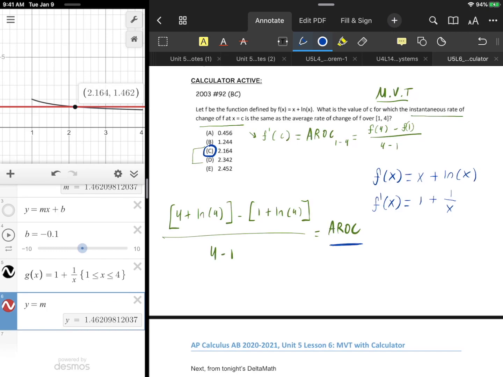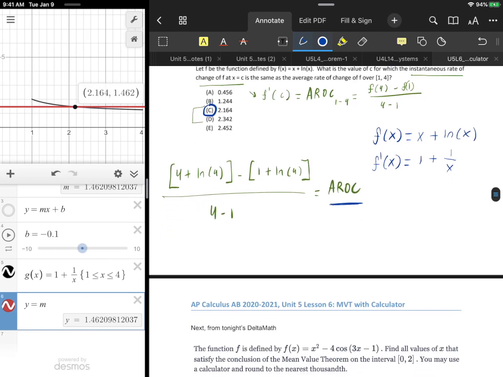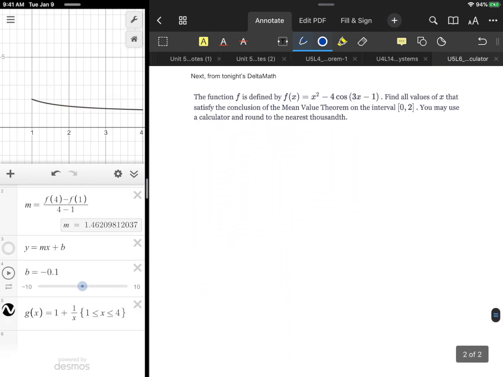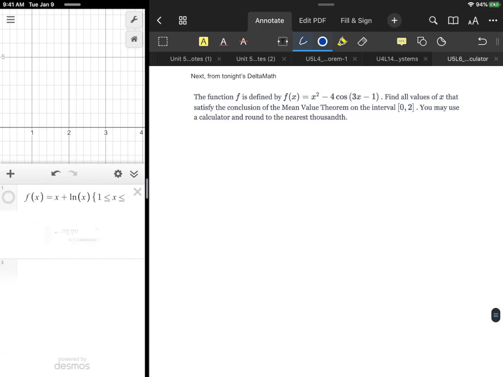Let's do one more really quickly here. I'll rush through this next one just so you can see one that looks exactly like it looks on the Delta Math. Delta Math, I know you're working on your weekly summative assignments, so the Delta Math is literally just one question today. So let's see how we would get through this.